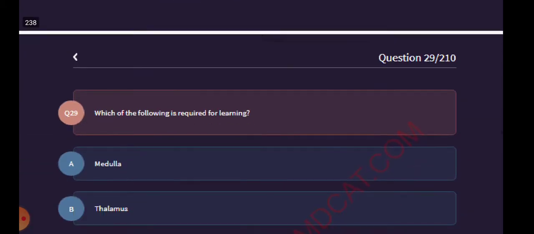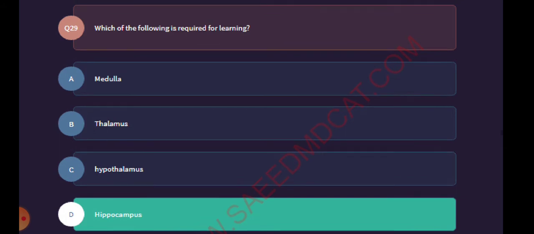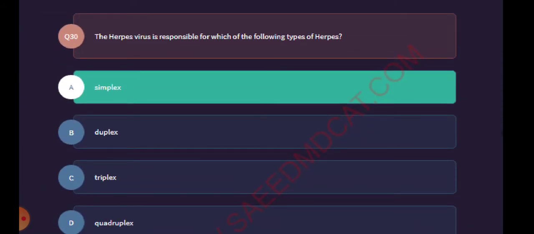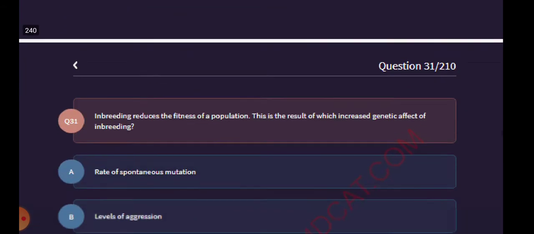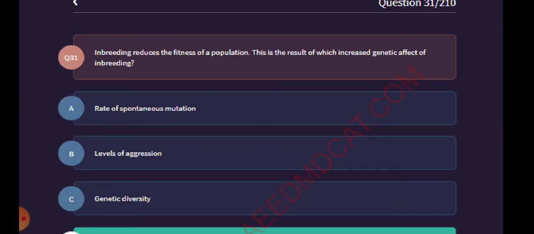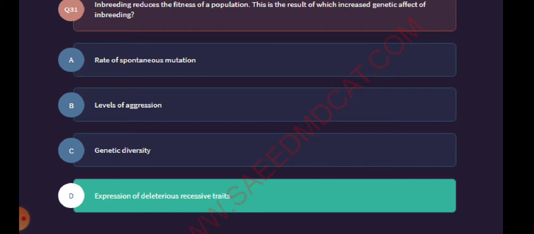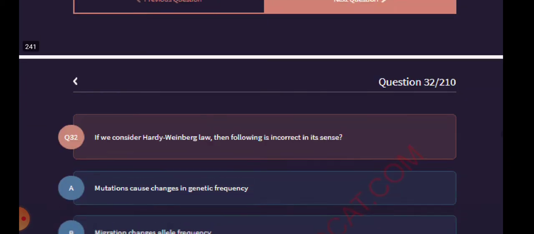Which of the following is good for learning? Hippocampus. Inbreeding reduces the fitness of a population. This is the result of which increased genetic effect of inbreeding? Genetic expression of deleterious recessive traits.